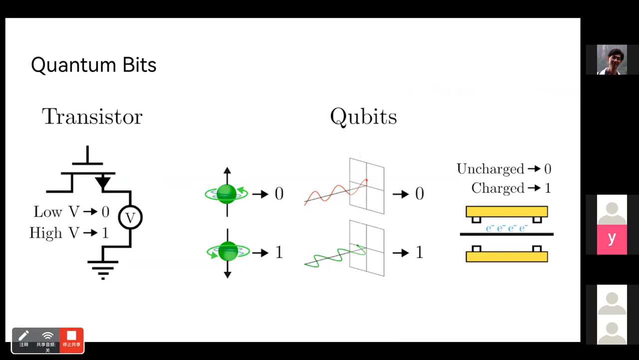So much like a classical bit, the two possible measurements of a qubit are also one or zero, assigned to a certain spin, polarization or electrical charge. And an isolated qubit has a stable state and can store a bit of information just like the classical bit.